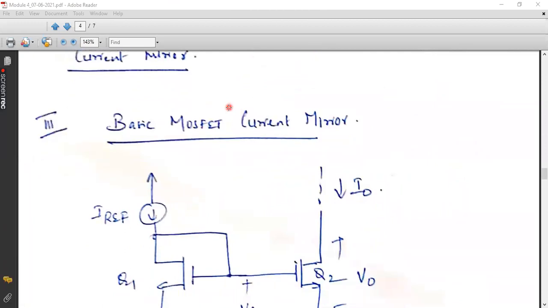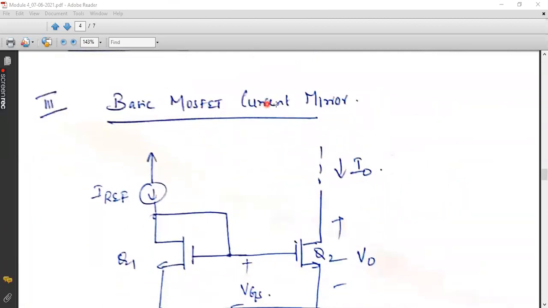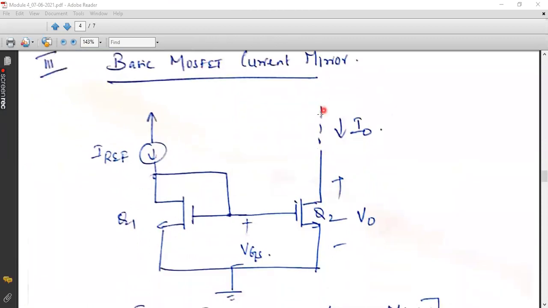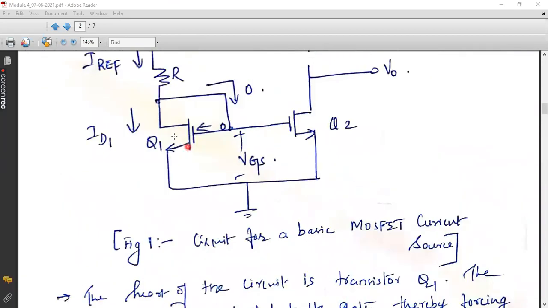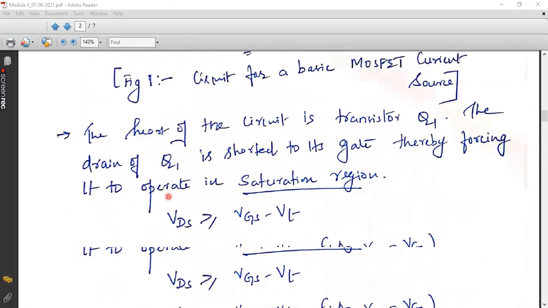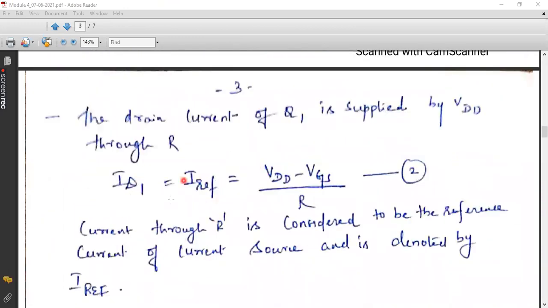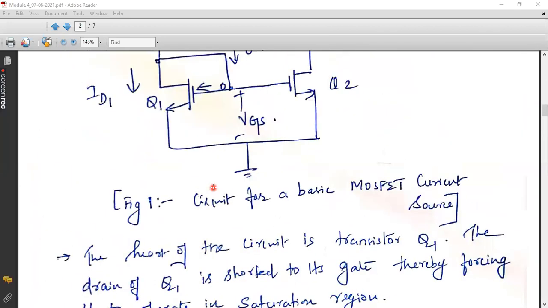Next topic, basic MOSFET current mirror. Take down the circuit again. So tell me what is the difference between the previous circuit and this circuit. In the previous circuit, you had a resistance connected over here, right? By making use of this equation, you can fix the resistance and accordingly you will get a reference current. This is a design equation for I reference. So this is for your current source.